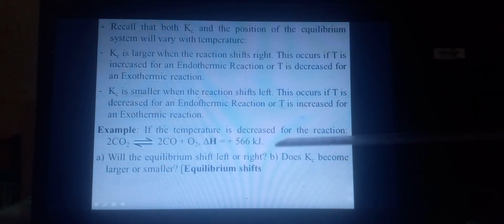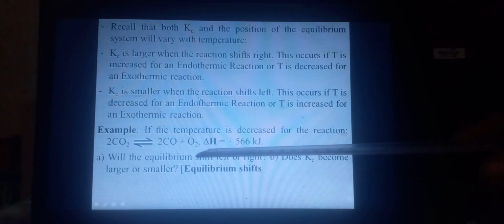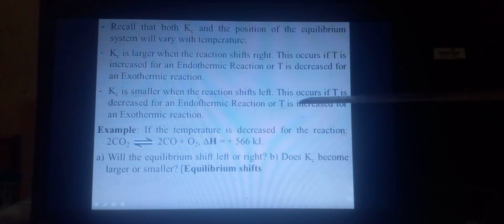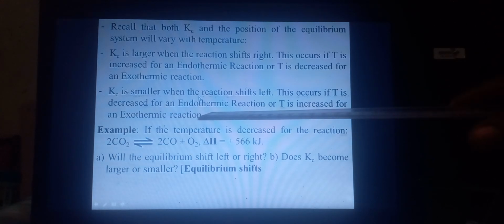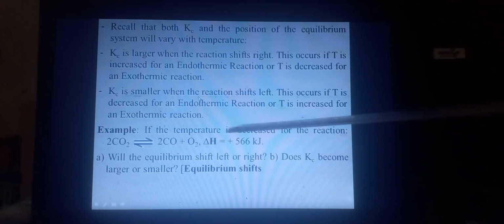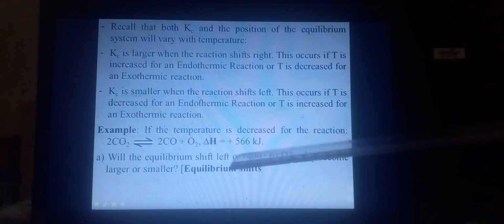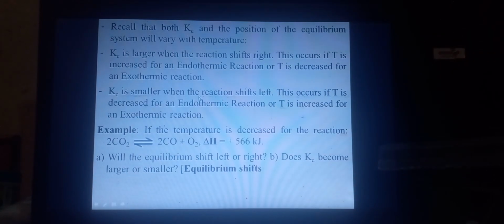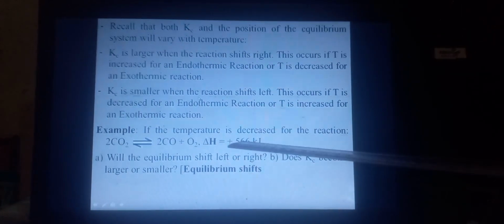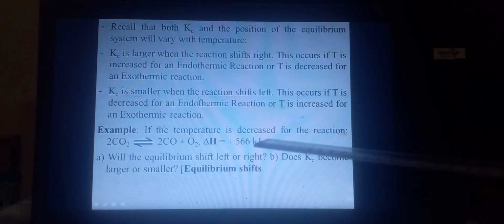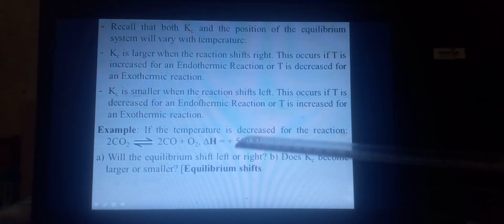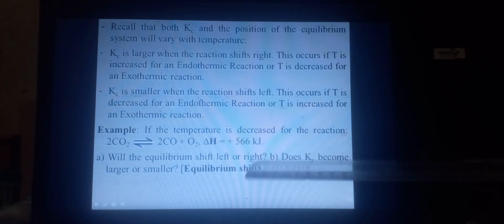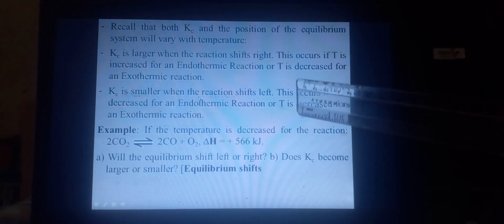But they are now decreasing the temperature for an endothermic reaction. So T is decreased for an endothermic reaction. So that means the Kc value will be smaller because now the equilibrium will shift from right to left. So the equilibrium position will shift from right to left because the forward reaction is endothermic and yet they are reducing the temperature. So the reverse process will take place.